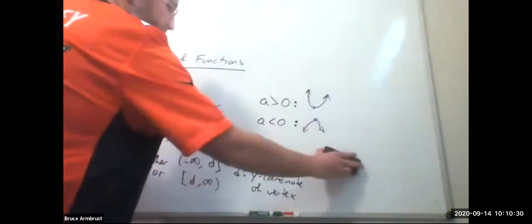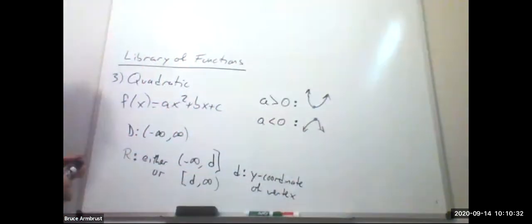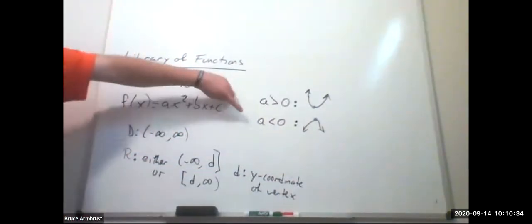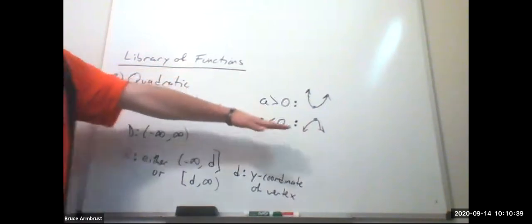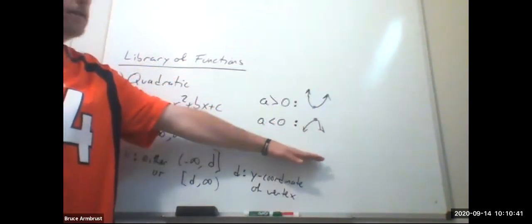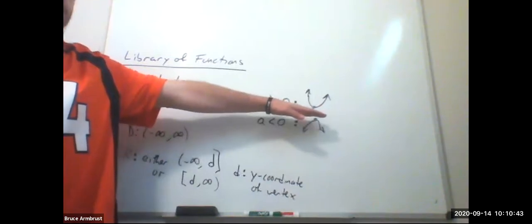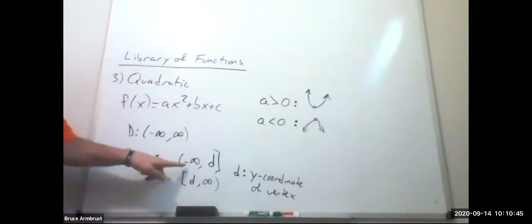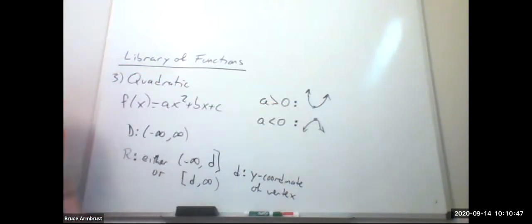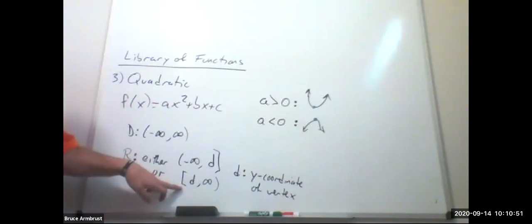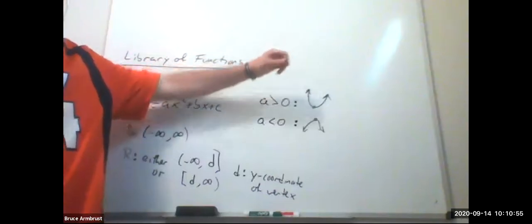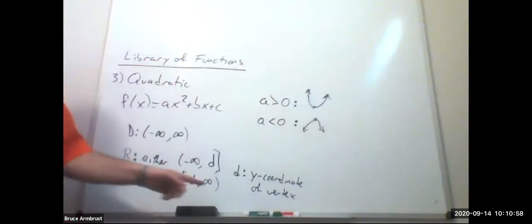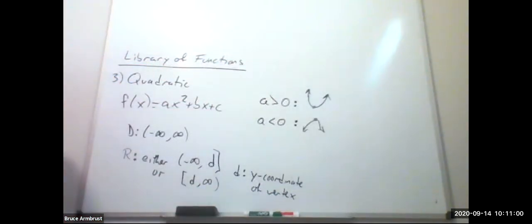Right, the vertex is the turning around point. So if it's a sad parabola, think about this bottom one I drew over here, its domain is going to be from minus infinity all the way up to the vertex. So that's what I wrote here, minus infinity, comma D. If it's a happy parabola, its lowest point is the vertex, and then it goes up forever. So that's why I wrote here, D to infinity.